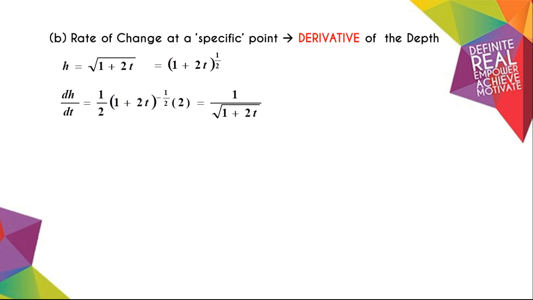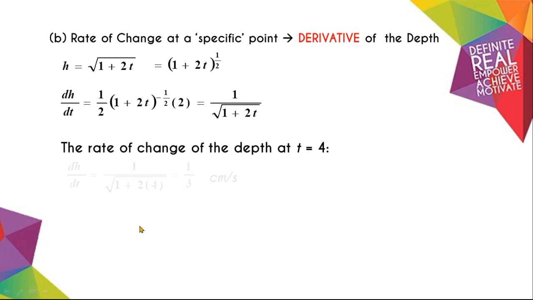This will be converted to 1 over the square root of 1 plus 2t. When t equals 4, the rate of change of the depth will equal 1 over the square root of 1 plus 2 times 4, by substituting the value of t equals 4. So if we simplify this, dh/dt, which is the rate of change of the depth at t equals 4, equals 1 over 3 cm per second.